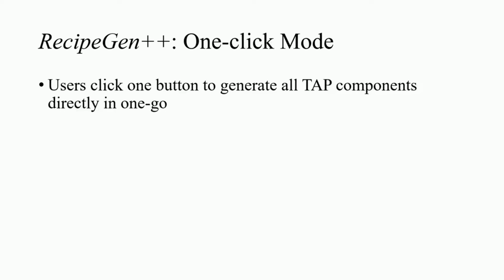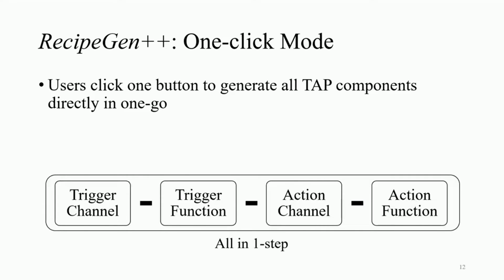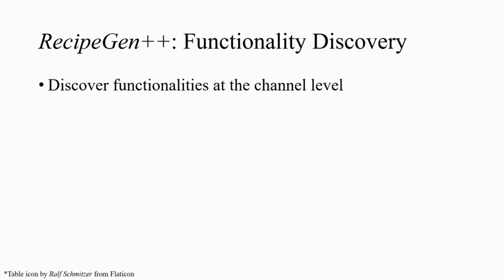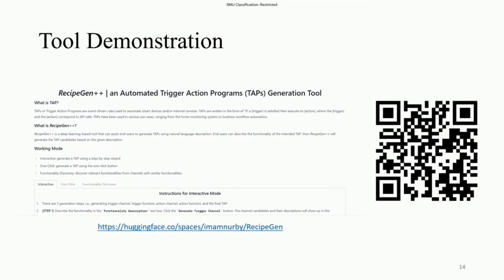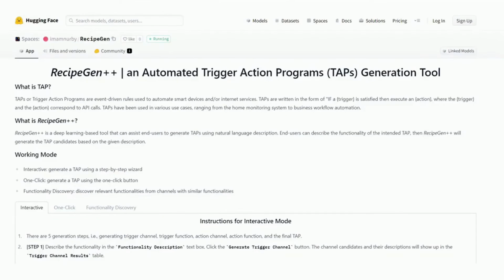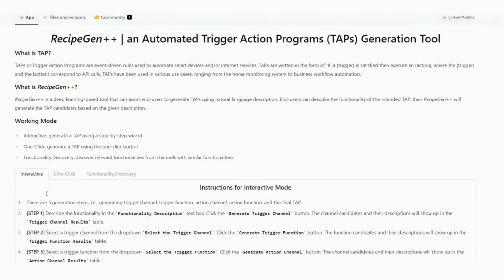The second working mode is the one-click mode. In the one-click mode, the user only needs to click one button to generate all TAP components directly. The last feature is functionality discovery. This feature lets the user discover functionalities at the channel level. Let us go through the tool's examples to have a better understanding of the overall functionality by going through each feature. Firstly, let's look at the interactive mode.